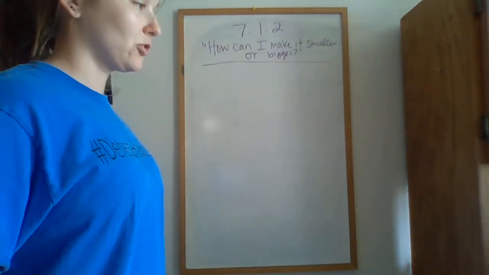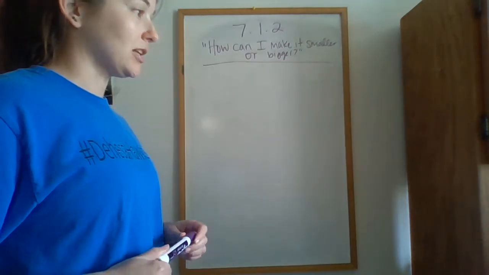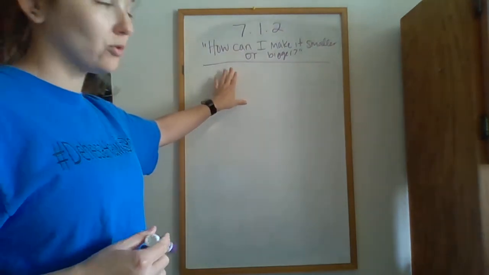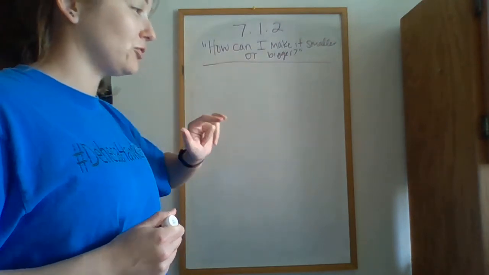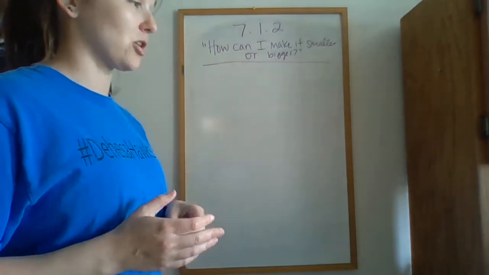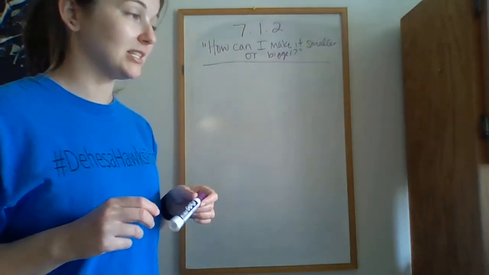Okay, this is 7th grade, 7.1.2, and it is called How Can I Make It Smaller or Bigger? So we're scaling quantities. It says in Chapter 5 you learned how to find the percent of a number by making a diagram to relate the part to the whole and find the desired portion.